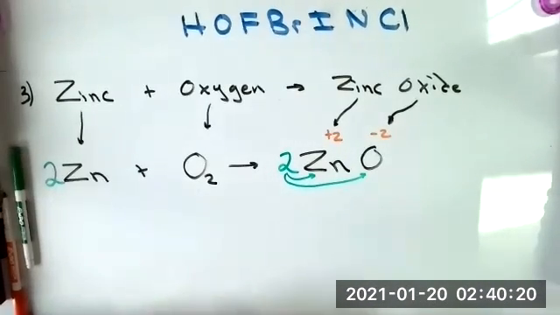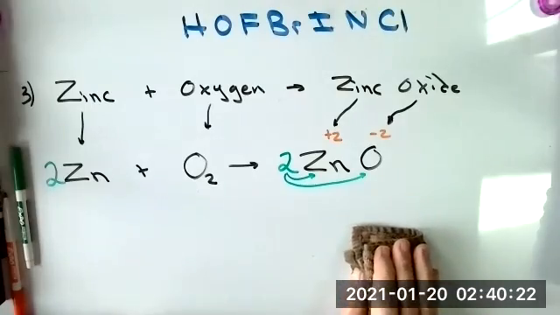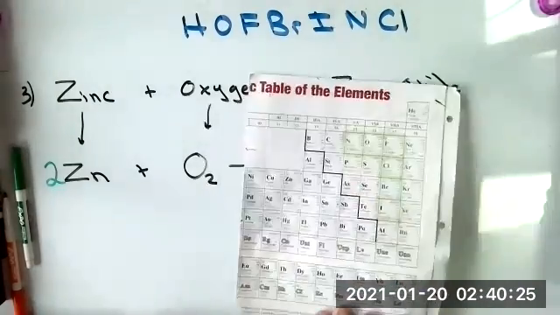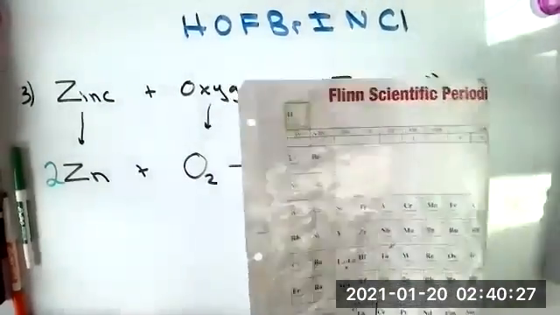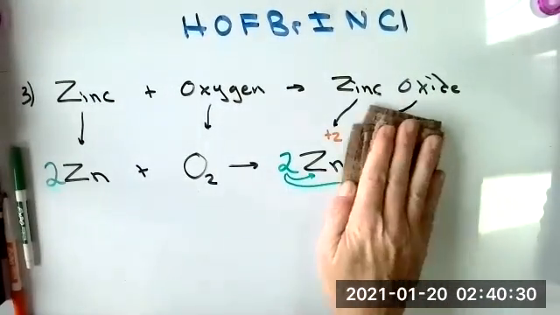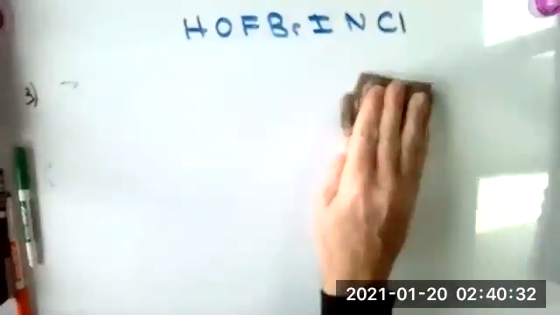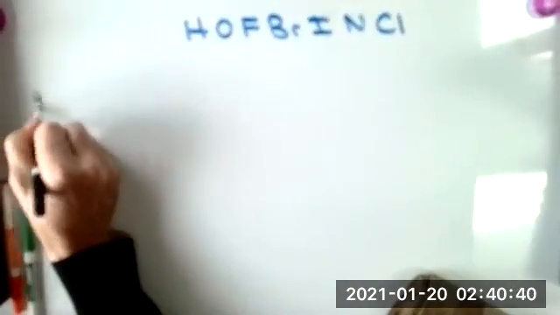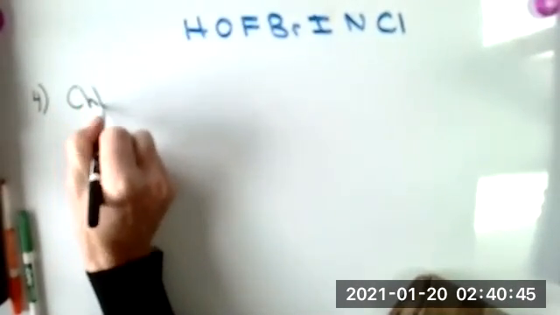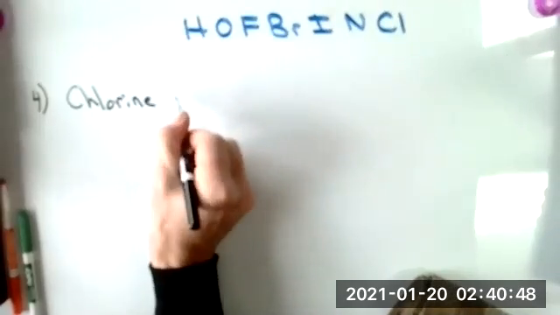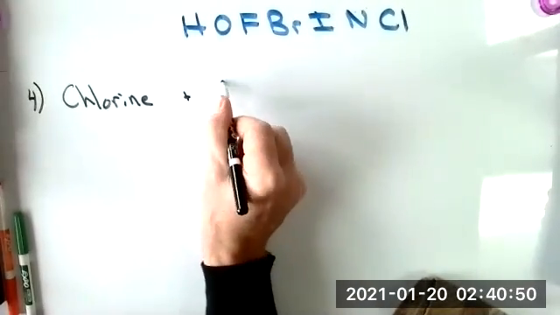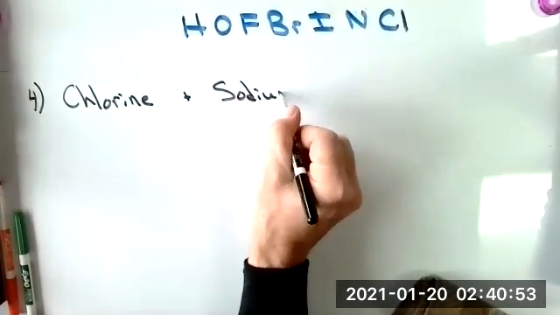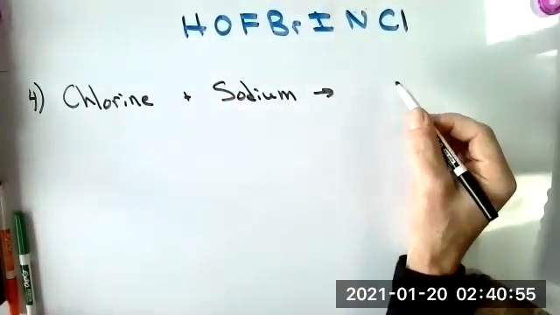I'll tell you right now, I'm going to use chlorine and sodium, so you can already begin to locate chlorine and sodium on your table. Let's get this done as fast as possible. Pick up the pace and let's check this one out. Number 4 for today. Okay, here you go. Let's take chlorine plus sodium. Okay, there's your two reactants.